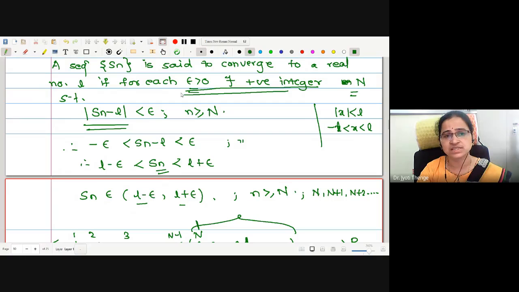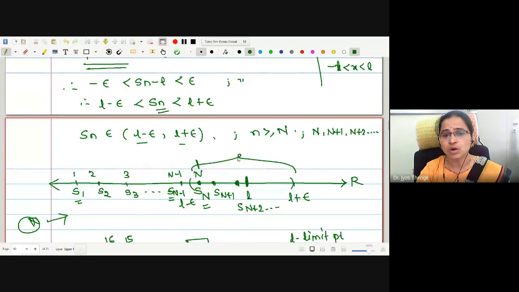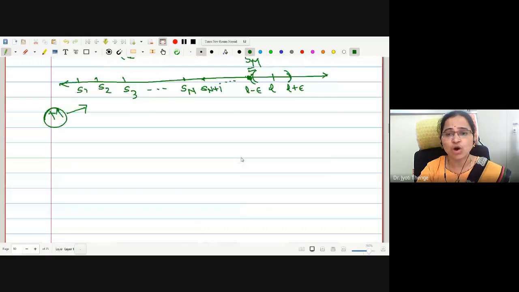Therefore, the definition says that for each epsilon greater than 0, there exists a positive integer. That is, this stage, this positive integer, depends on the value of epsilon chosen. Depends on the value of epsilon chosen. Is everyone getting me?